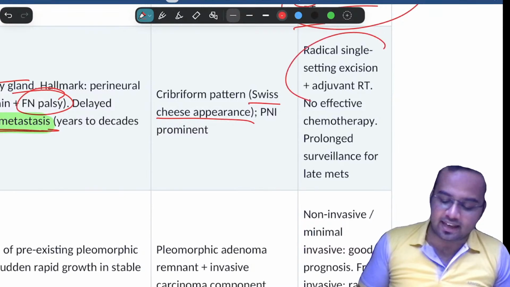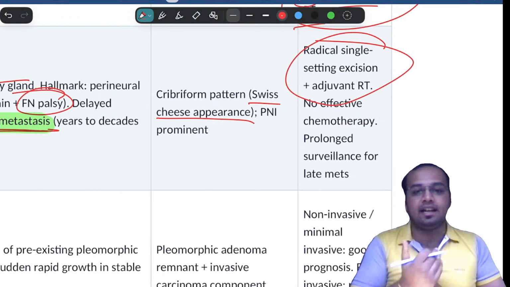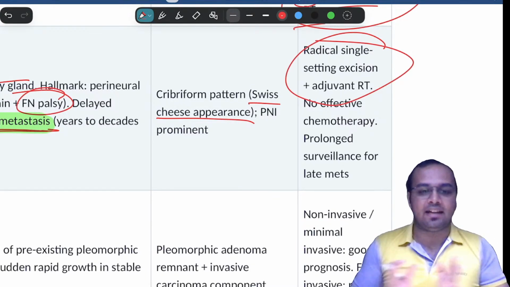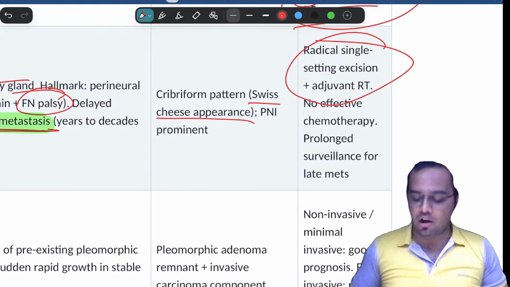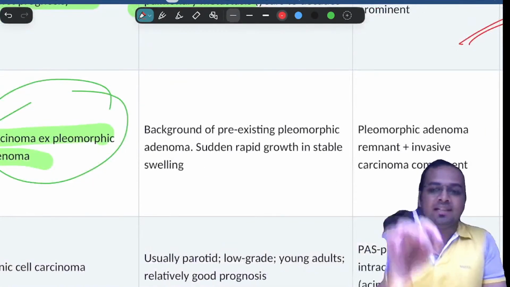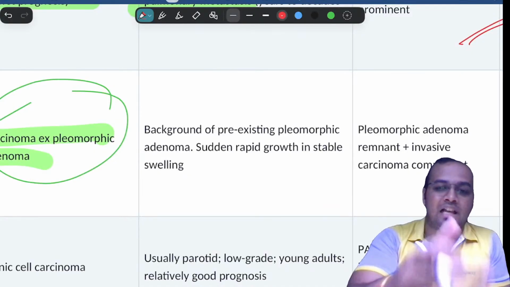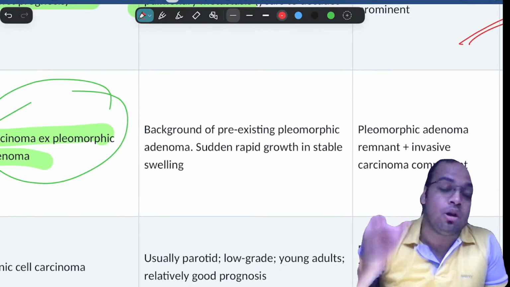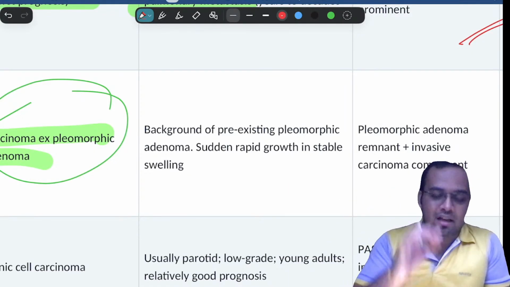Radical single setting excision with radiation is the only treatment. Chemotherapy is not very effective for any salivary gland tumor. So prolonged surveillance for late metastasis is very much important in these malignancies. If you did one surgery, this patient will come to you every 2 years for follow up, and every time is going to pay you. So always remember that this tumor has a very bad prognosis.